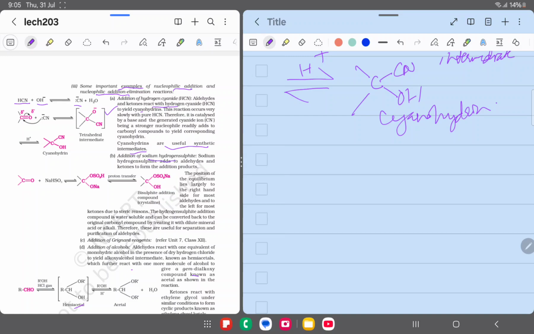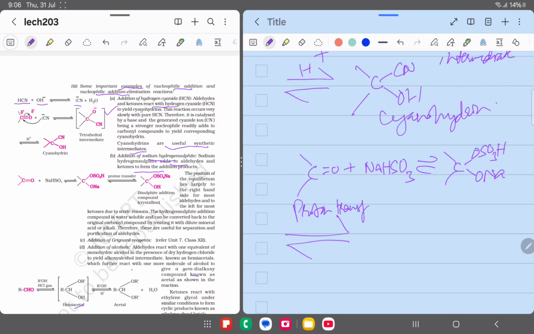Addition of sodium hydrogen sulfite. Sodium hydrogen sulfite adds to aldehydes and ketones to form the addition product. So this is sodium hydrogen sulfite. So it will form OSO3H and ONa. Then there is proton transfer, and it forms the SO3Na and OH.